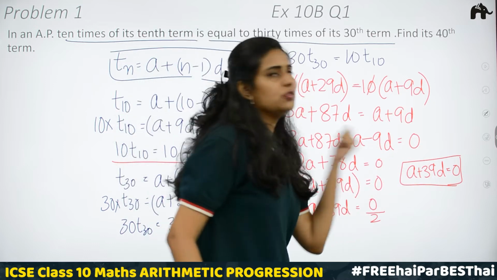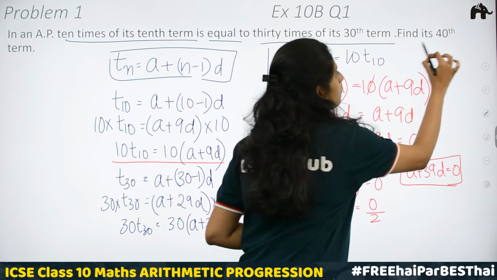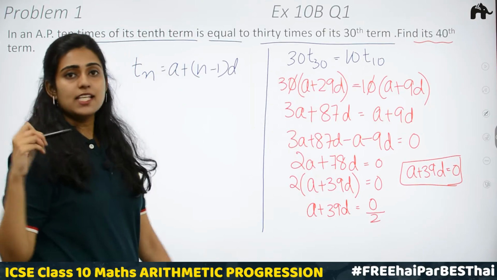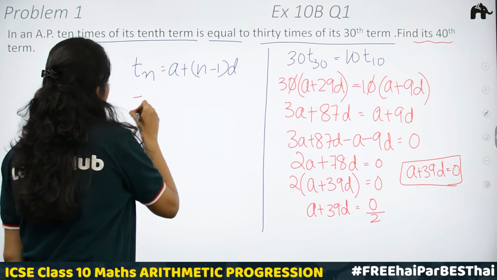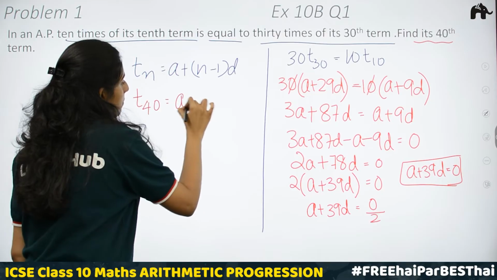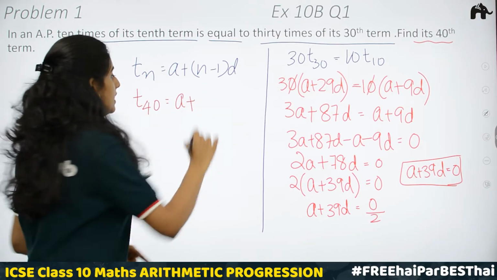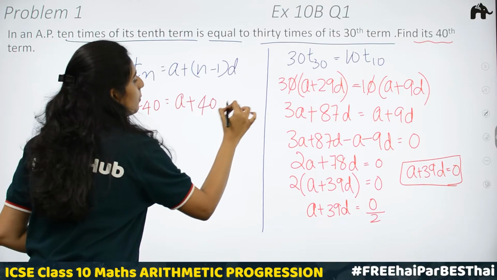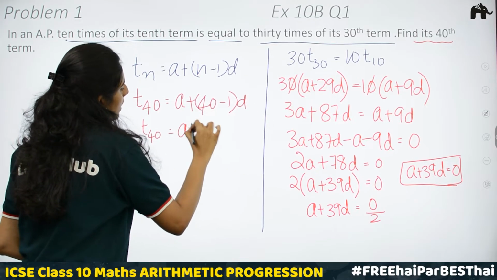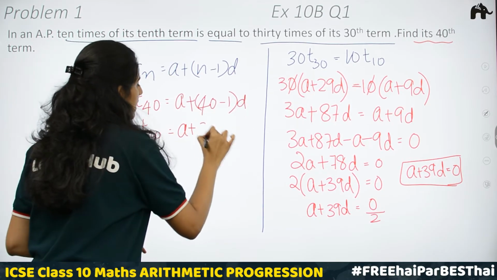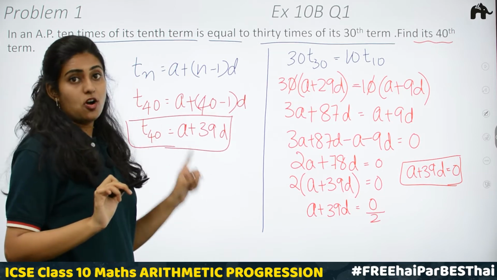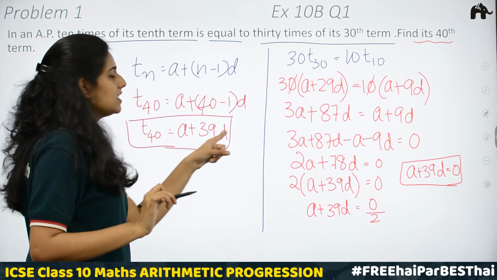Now, where am I going to use this? We need to find the 40th term. Yes, we have a general form Tn is equal to A plus n minus 1 into D. We need to find the 40th term, T40. T40 is equal to A plus 40 minus 1 into D, or T40 is equal to A plus 39D. Okay, we got the 40th term is equal to A plus 39D.